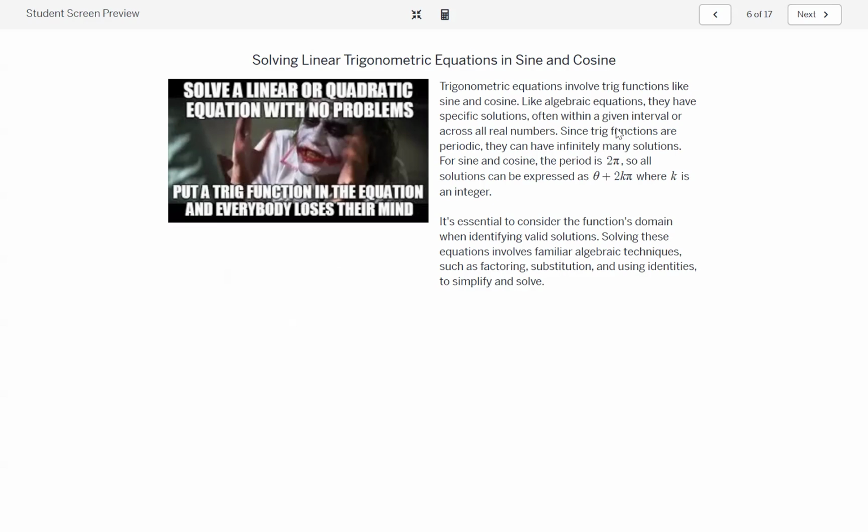So since trig functions are periodic, they have infinitely many solutions. When we're solving sine and cosine trig equations, their period is 2 pi. So when we find a theta that works, that theta plus 2 pi k, where k is any integer, is going to be the full list of solutions. So that k thing that we kind of hinted at before but kind of ignored, now we're going to make use of it.